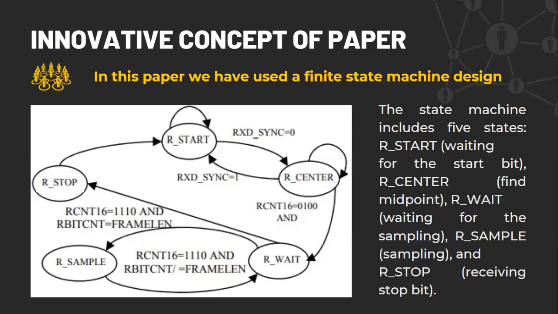Talking about the R sample status, here data bit sampling is done, and after sampling, the state machine transfers to R wait unconditionally, and it waits for the arrival of the next start bit.